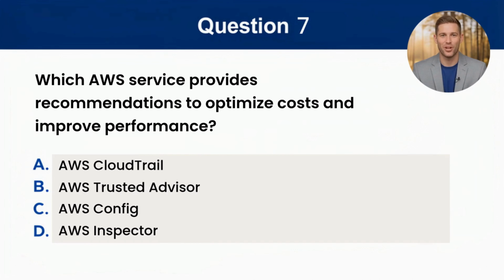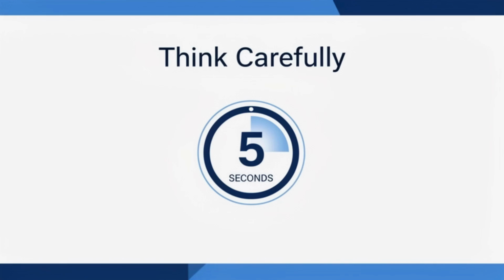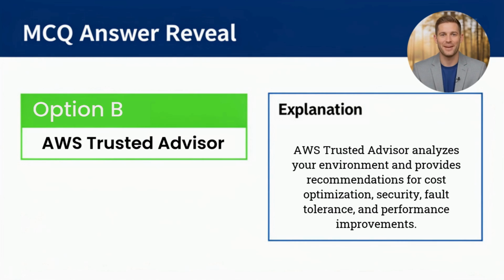Question 7. Which AWS service provides recommendations to optimize costs and improve performance? A. AWS CloudTrail. B. AWS Trusted Advisor. C. AWS Config. D. AWS Inspector. Pause and think about the best option. The correct answer is B. AWS Trusted Advisor. AWS Trusted Advisor analyzes your environment and provides recommendations for cost optimization, security, fault tolerance, and performance improvements. Now this is exactly the level of understanding you need, not just knowing services, but knowing when and why to use them.